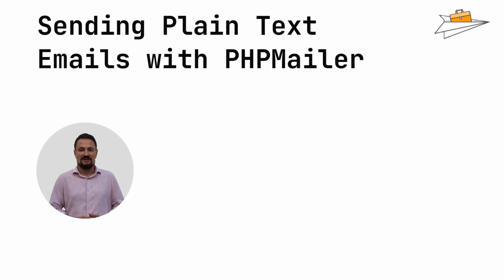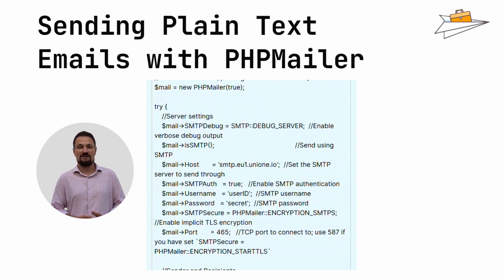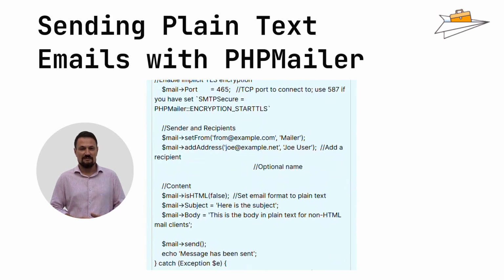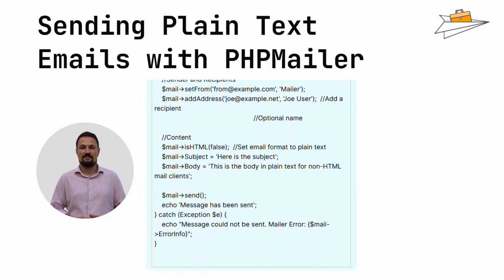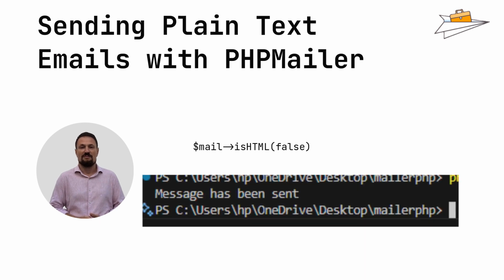Now let's talk about sending plain text emails with PHPMailer. If you want to send a simple text-only email, no HTML, just plain old text, PHPMailer makes it very easy. Here's how you do it. By default, PHPMailer sends HTML emails. To switch to plain text, set this command. Once you run this, you'll see, message has been sent.